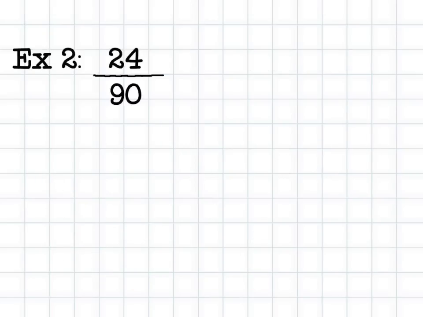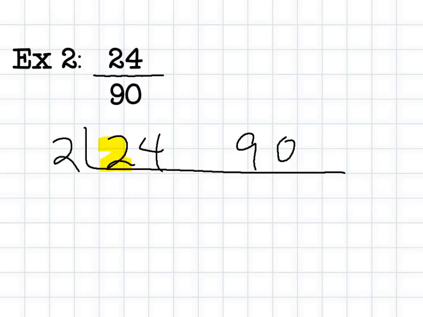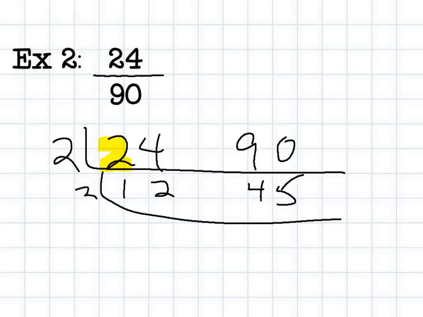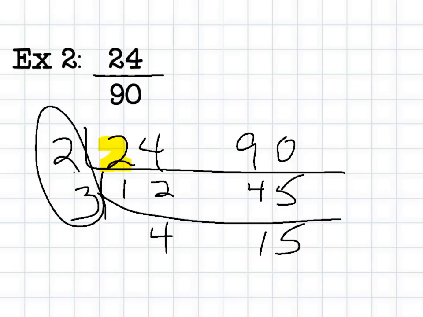Now, I'd like you to pause the video and see if you can simplify 24/90. Okay, if we draw our factor ladder with 24 and 90, 2 goes into both of them, 2 goes into 24 12 times, 2 goes into 90 45 times. What goes into both of those? The answer is 3. 3 goes into 12 4 times, 3 goes into 45 15 times. Now there's nothing that goes into 4 and 15, so we have found our GCF of 2 times 3.